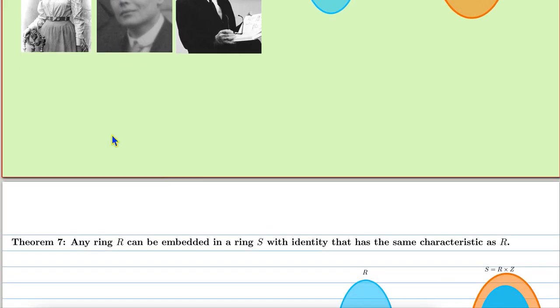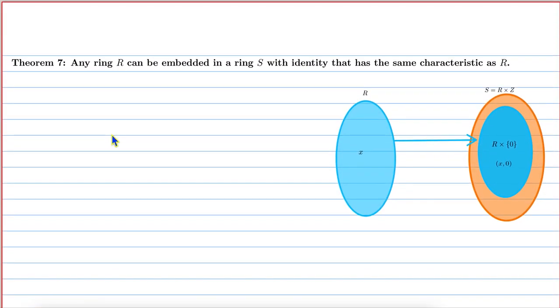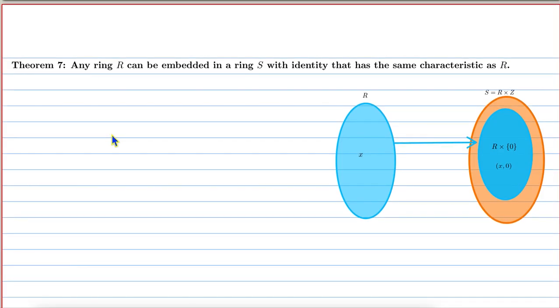Welcome back. We are continuing with applications of ring embedding and extension, and today we have the following problem. Given any ring R, then R can be embedded in a ring S such that S is with identity and has the same characteristic as the ring R. The proof is going to be really short because some parts of the proof are very similar to the proof of the theorem in the first session, which is called Dorroh extension theorem.